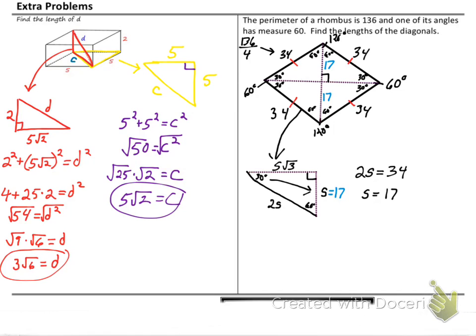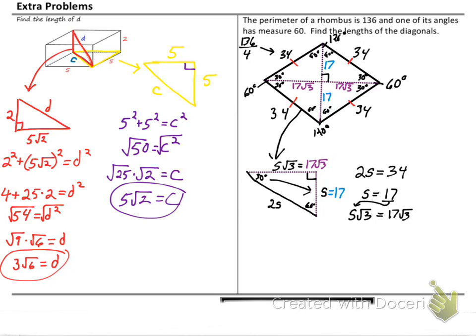So diagonal 1 equals? 34. Awesome. We just need diagonal 2, which is going to be this one here. So I need to get my S square root of 3. I'm just going to take that 17 and plug it in for S. So 17 square root of 3. So this is 17 square root of 3, and this is 17 square root of 3.